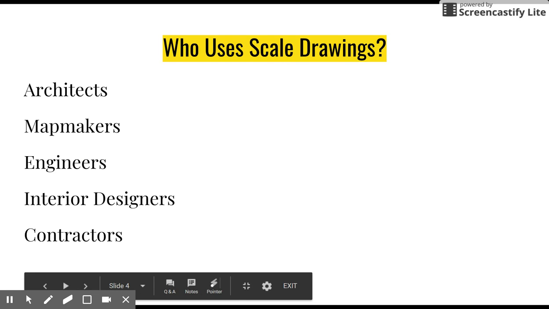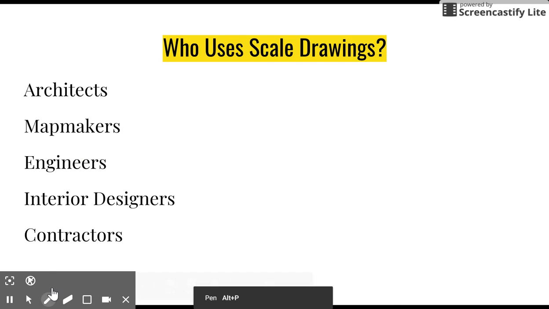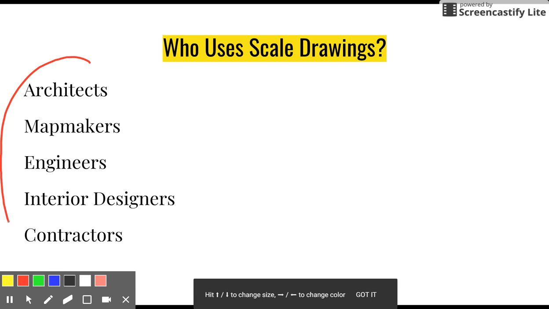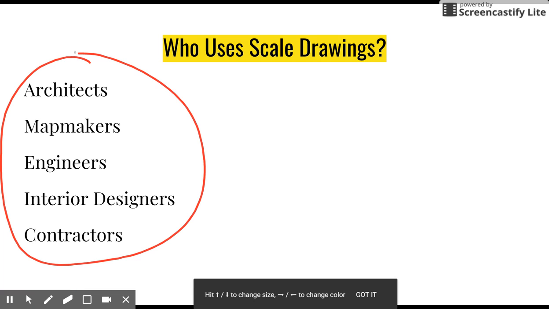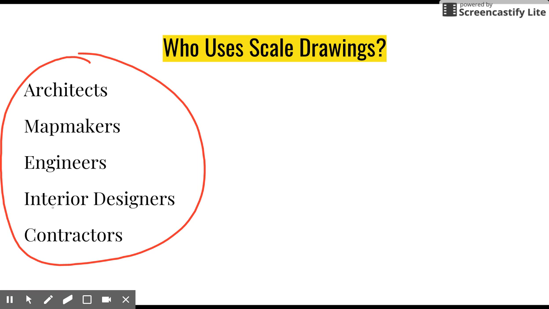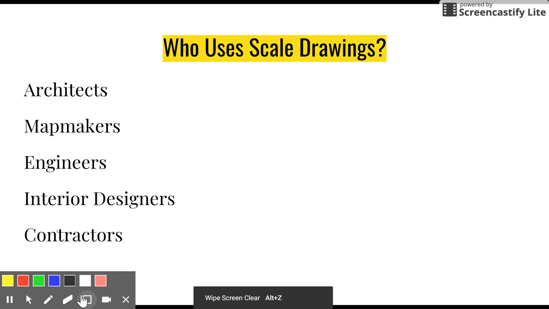Okay, here's the next question. And again, I want you to copy down all of these different types of jobs. It says, who uses scale drawings? Well, architects use them, map makers, engineers, interior designers, and contractors. They are all different types of jobs that would benefit from having scale drawings or either making them or reading them.